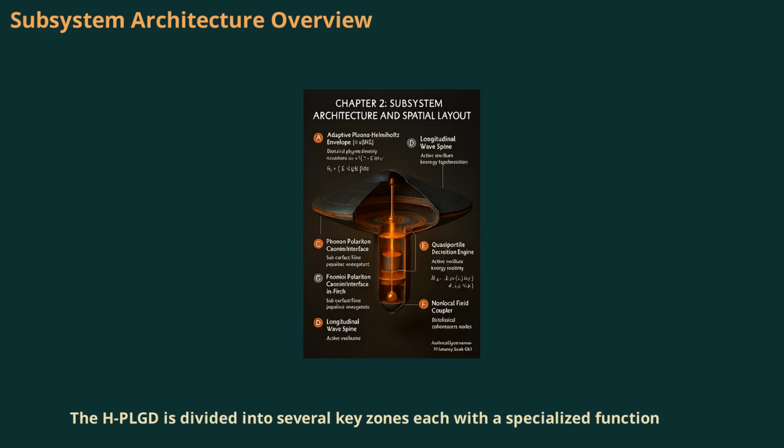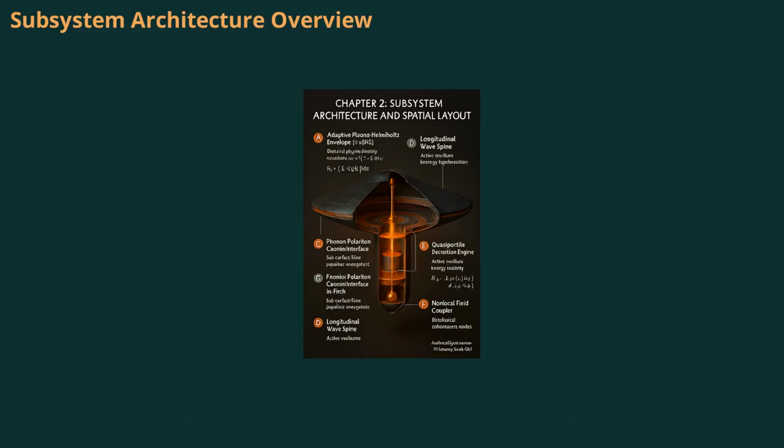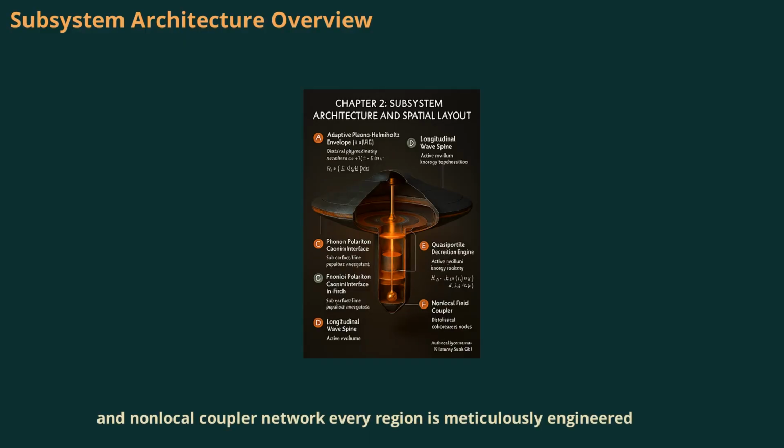H-PLGD is divided into several key zones, each with a specialized function. From the adaptive plasma envelope on the outer shell to the phononic mantle, polariton interface, longitudinal spine, excitation core, and non-local coupler network, every region is meticulously engineered. This layered architecture supports the complex field interactions required for gravity control and propulsion.